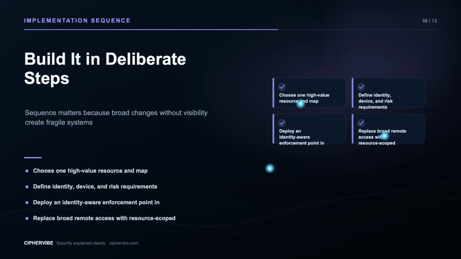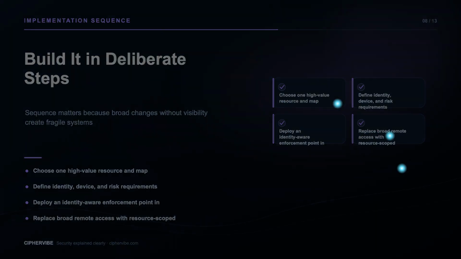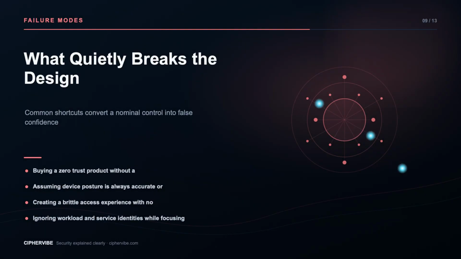The best rollout is one where a normal workflow succeeds, an unsafe path fails closed, and the team can explain the decision from logs rather than intuition. Security architecture fails most often through assumptions, not dramatic movie-style attacks.